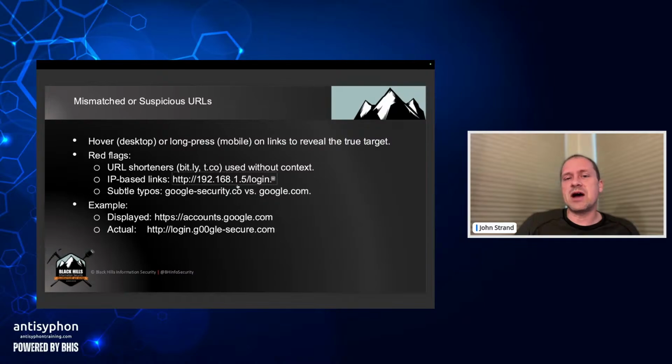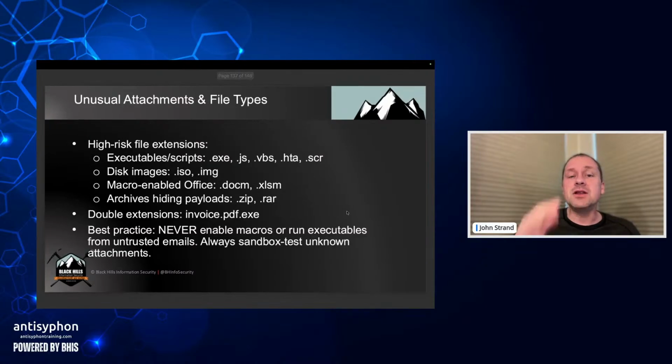URL shorteners used without context, IP-based links, subtle typos as far as simple misspellings and how they actually show up. Unusual attachments. So it's kind of funny with the unusual attachments. It's like, well, scripts and executables haven't been allowed in a long time. True, but attackers keep coming up with crazy ways to get it to a target.